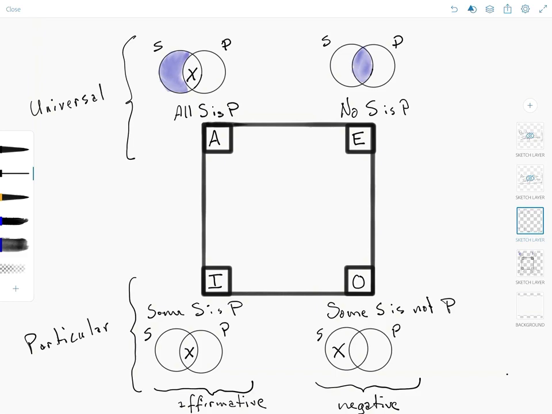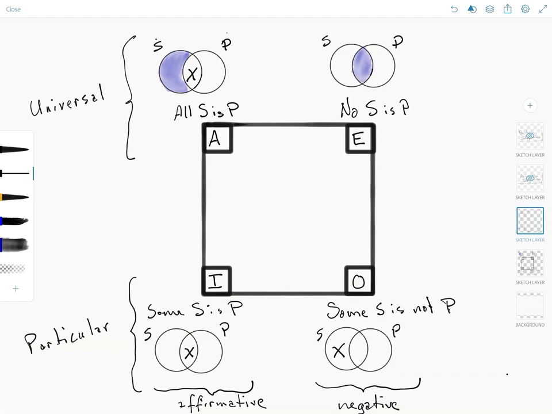Why is that? Because this is the region of S overlapping P, and because that region overlaps with P, anything that's in there has to be both an S and a P. In other words, it only takes one existing thing in this region to ensure that there is at least one S and at least one P, because anything that is in this region is both S and P.